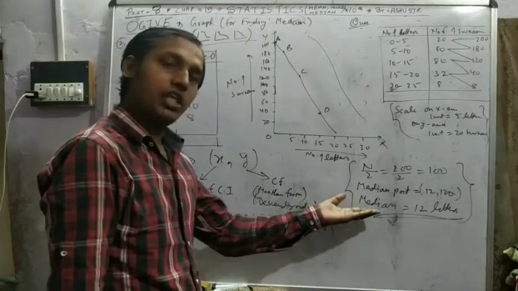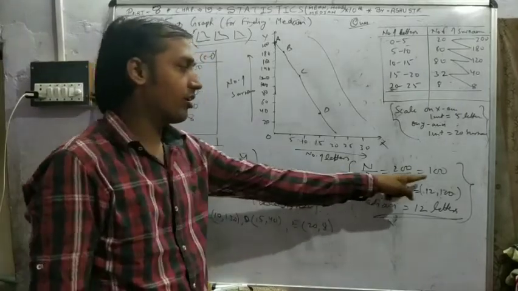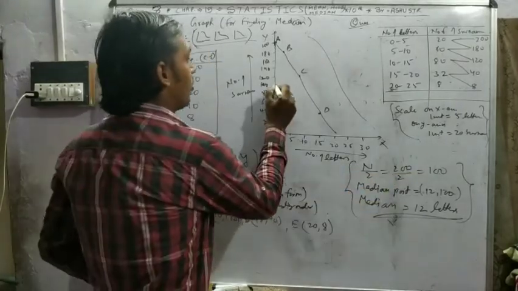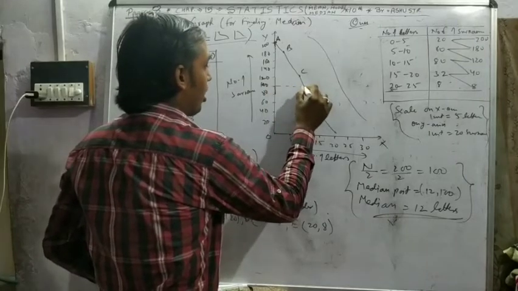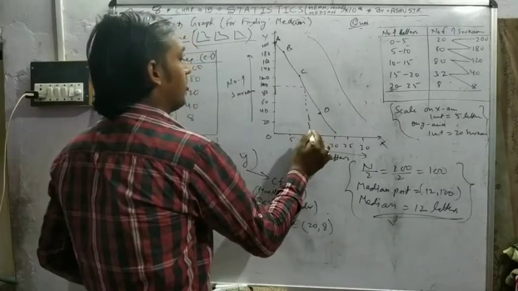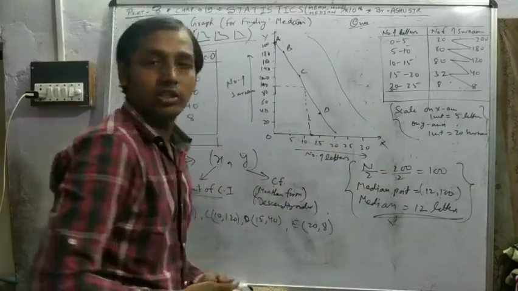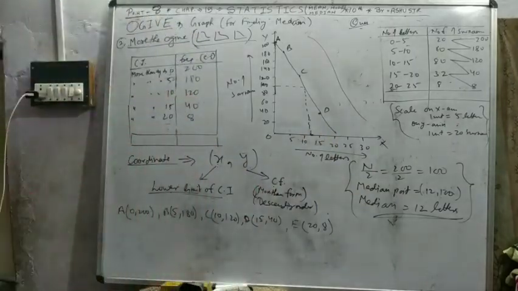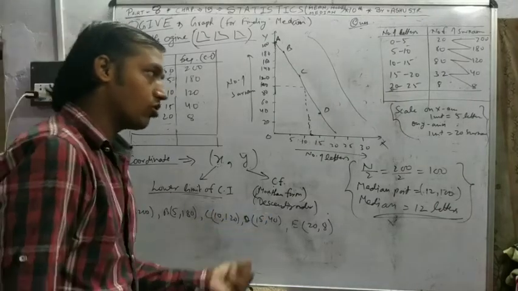For the median it is the same thing, n by 2, that is 100. So we draw a line from 100, and we get the same median because the data is the same, so the median is also the same. This is the more than ogive. So pause the video and note it down.